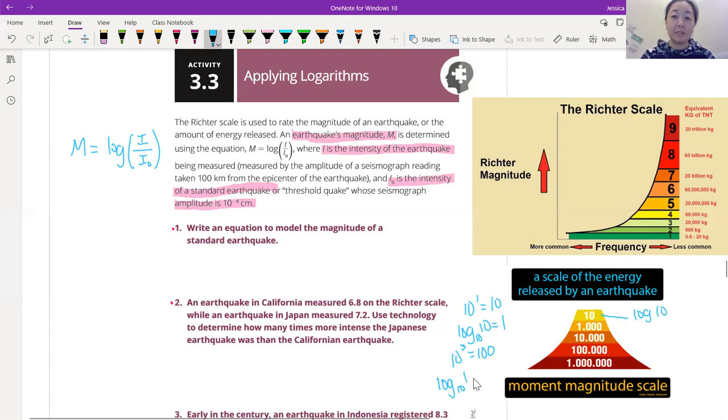Of 100 is equal to 3. So log 10 is equal to 1, right? So this is 1. And now this right here is log 100, which is equal to 3. Do you see how these 1 and 3 are much smaller numbers, right? So that's what they're doing.